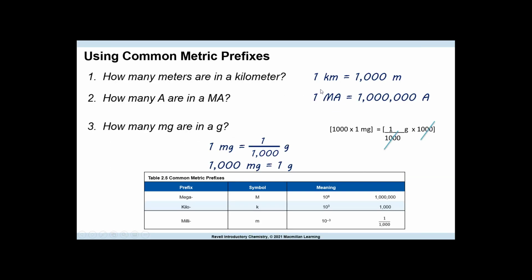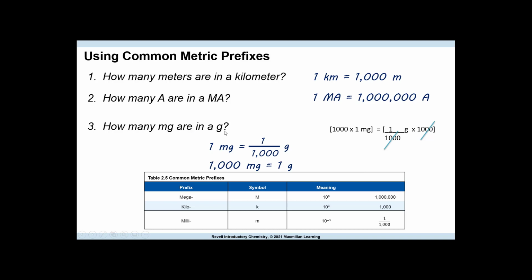Okay, so this is a slide from your book. How many meters are in a kilometer? I just covered that. 1 kilometer, if you see here, equals 1,000 meters. How many amps are in mega amps? So if we look at mega is 10 to the 6, that's 1 million. So it means that we have 1 million amps.